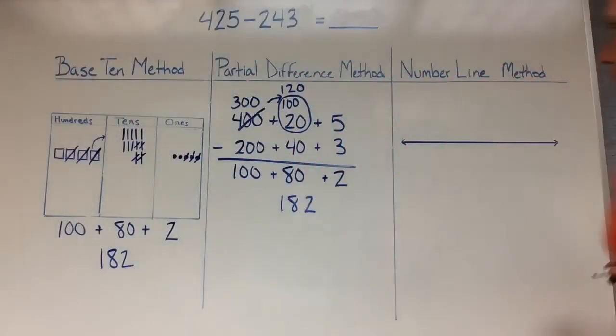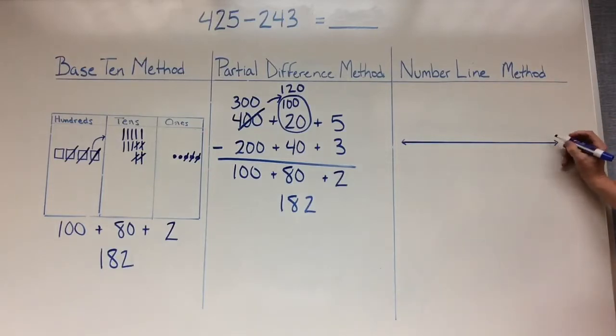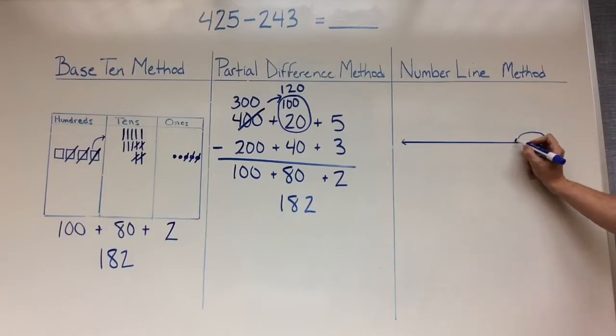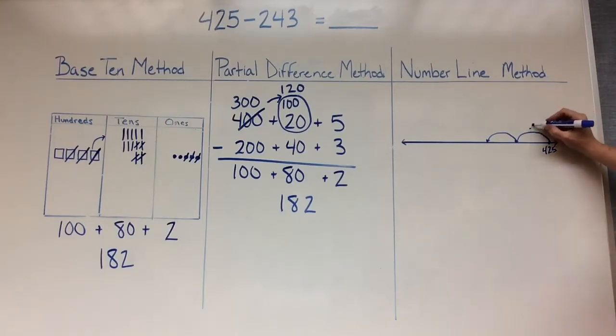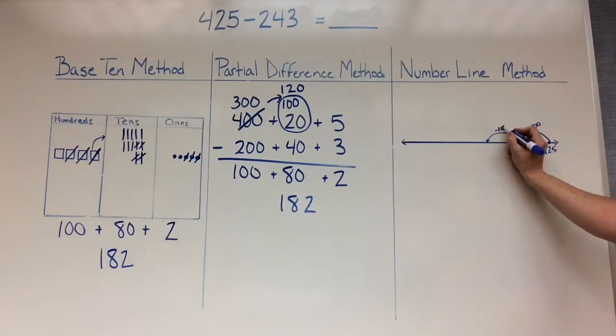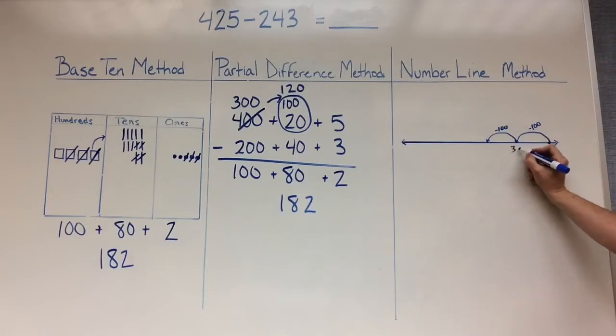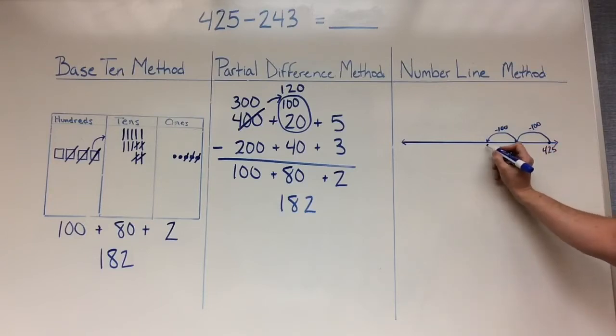Okay, over to the number line. I'm going to start on the right side at 425. And I'm going to be subtracting 100, another 100 for the 200, okay, this leaves me at 325, and then at 225.